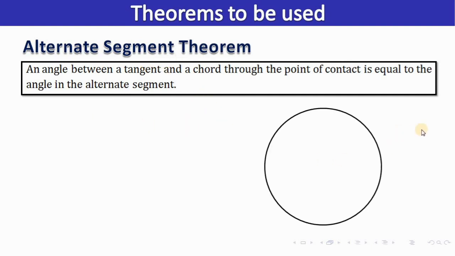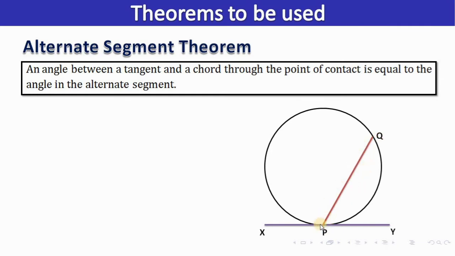So for alternate segment theorem, what you're going to do is you will take a circle. Okay, so you will draw a tangent. Okay, so name of the tangent is XY. So let me call the point of contact to be P. Okay, so from P I am taking one chord. Okay, chord means you have to take a line within the circle. Okay, and I have taken the chord to be PQ.